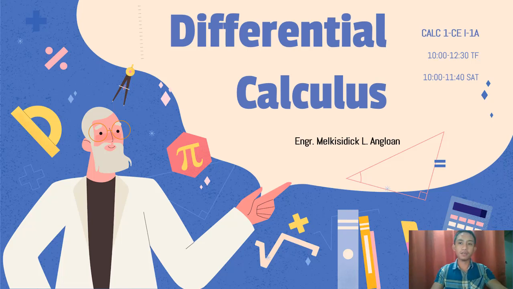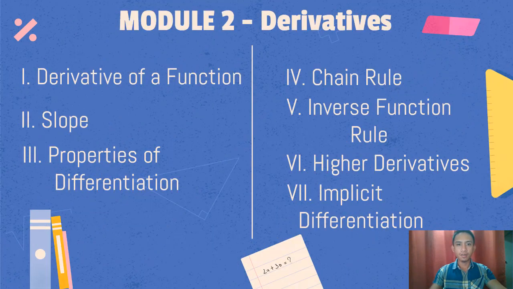Okay, so we will proceed to your module 2, wherein we will now be starting with the derivative or differential itself. This includes your module 2. You have here your unit 1 to 7. So we will first discuss how this derivative function is derived.